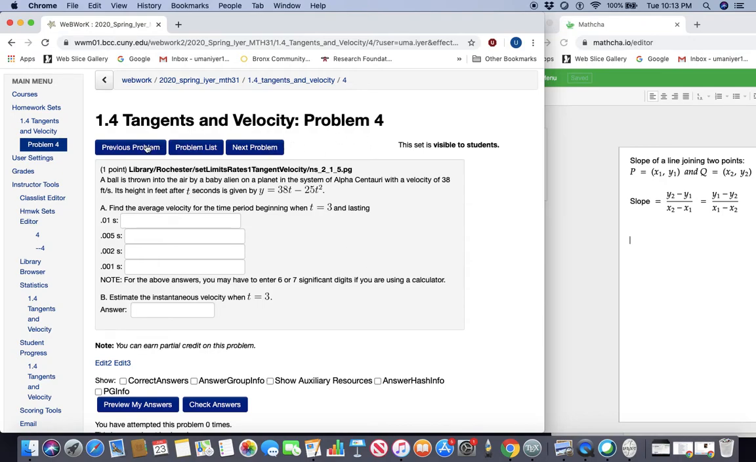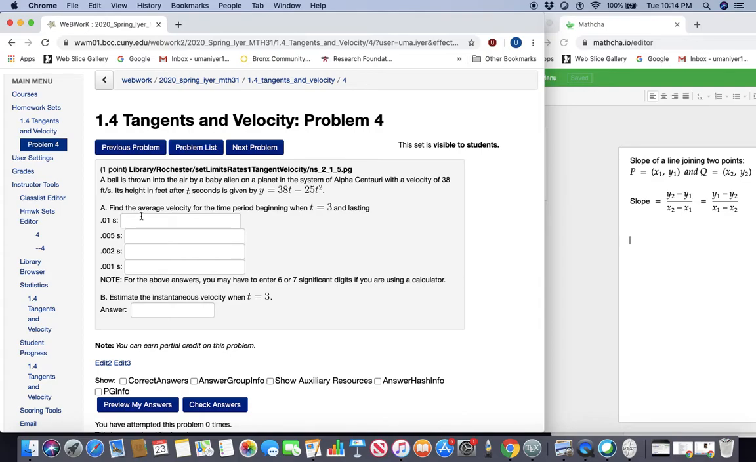Back, problem 4, section 1-4. A ball is thrown into the air by a baby alien on a planet in the system of Alpha Centauri with a velocity of 38 feet per second. Its height in feet after t seconds is given by this formula. So that is the y coordinate given any t coordinate. T is time. There is no x coordinate here. We have t versus y.